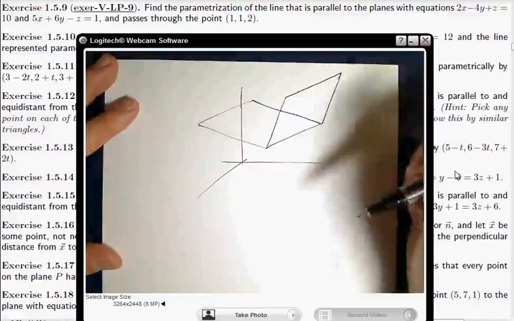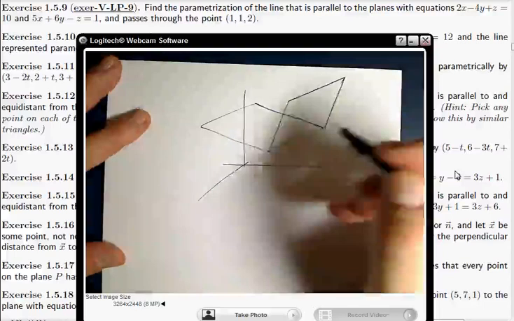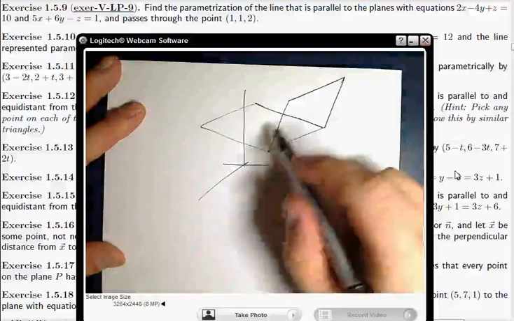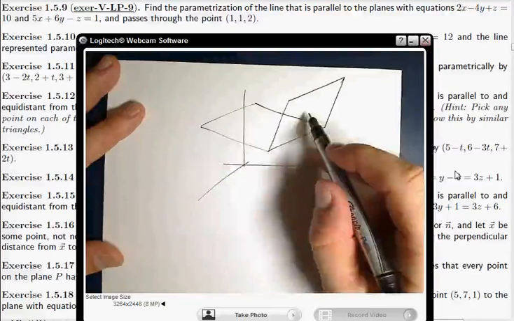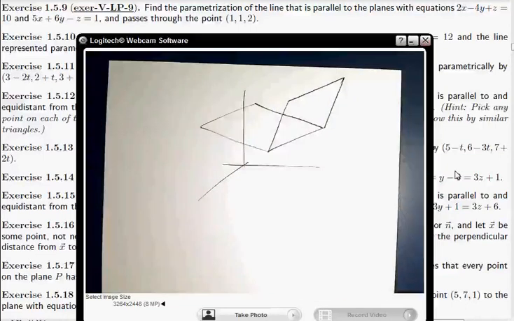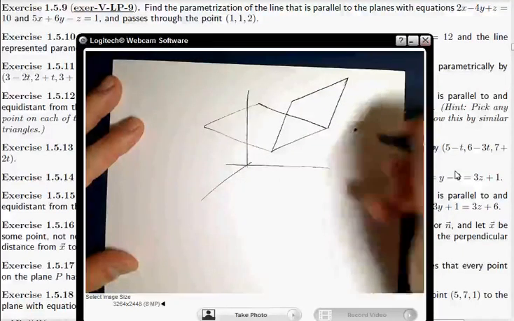Here's another plane like this, and what I'm looking for now is a line that's parallel to both of these planes. Does it matter if the planes are perpendicular or parallel or whatever? All that matters is that these two planes can't be parallel to each other. Why can it not be parallel? Because if they were parallel, then there would be many lines that were parallel to both planes. As I've got it drawn here, there's only one.